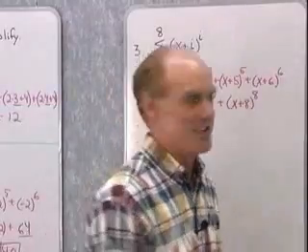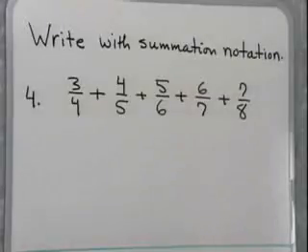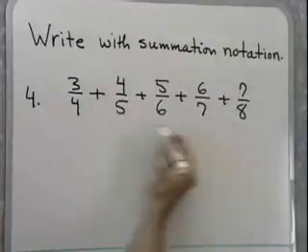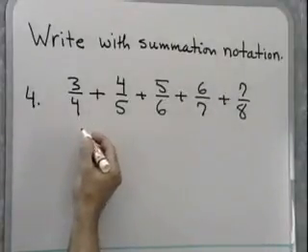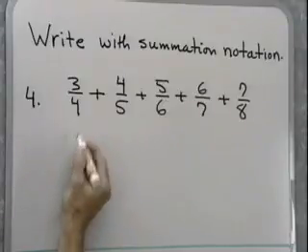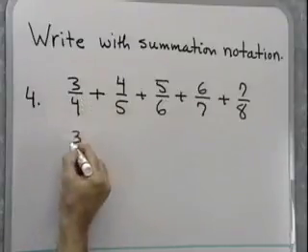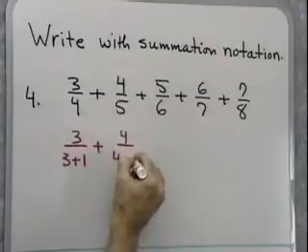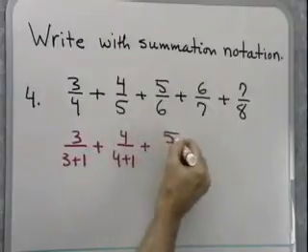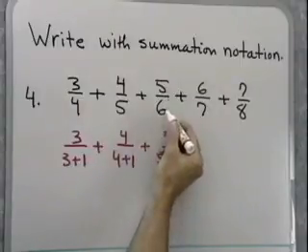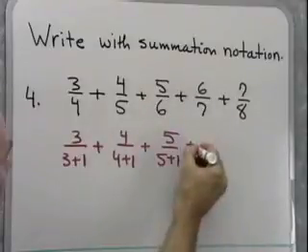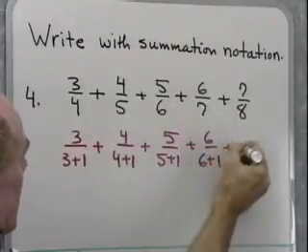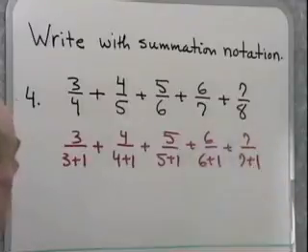So let's take a look at the next example. It says, write with summation notation, I have 3/4 plus 4/5 plus 5/6 plus 6/7 plus 7/8. Now, I don't want to actually add these together. All I want to do is write this as an expression using summation notation. So let's see, this is 3 over 3 plus 1. This is 4 over 4 plus 1. I'm trying to see a pattern here. 5 over 5 plus 1. That is, the denominator is 1 more than the numerator. 6 over 6 plus 1, and 7 over 7 plus 1.